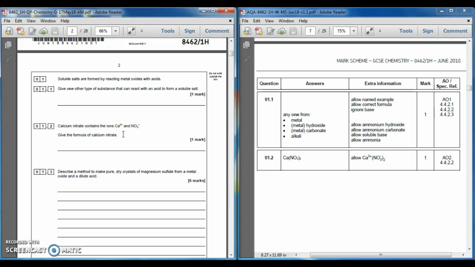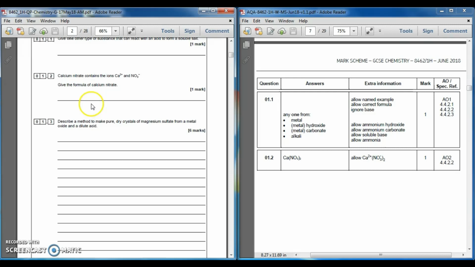For 1.2, a keyword that comes up a few times is the formula. A formula is where we've got the symbols and how many there are of each atom. So do make sure you know that one because it has cost a lot of people marks on this. The other thing that cost people marks is that the calcium's got a 2+ and the nitrate's got a minus, and you need to have 2 of the nitrates, so it does require brackets. So we've got the Ca, look at the mark scheme, and then the nitrate with brackets around it, and a little 2 next to it.